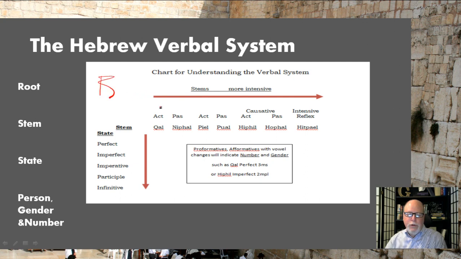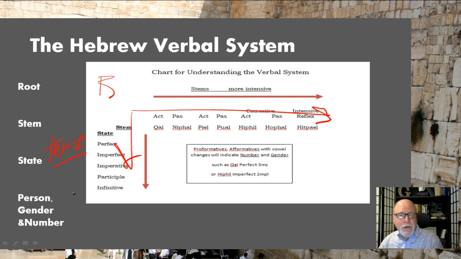You have the root, then you have the stems, then you have the state, or as we sometimes call it, tense, and I indicated that is entirely appropriate, but just redefine that somewhat so that you understand that in reality we're not talking about past, present, or future. At this point we're talking about action, complete, incomplete, imperative, command, etc.